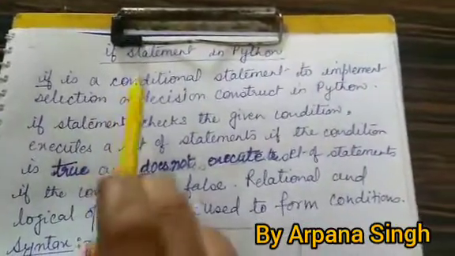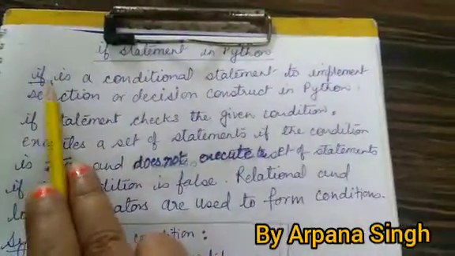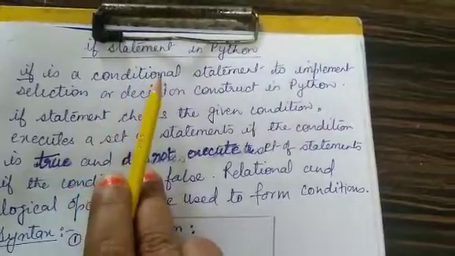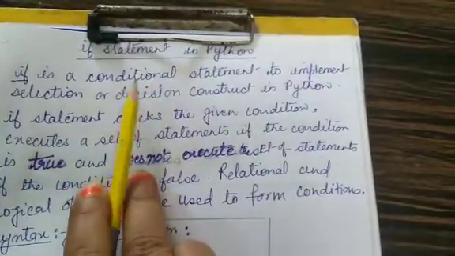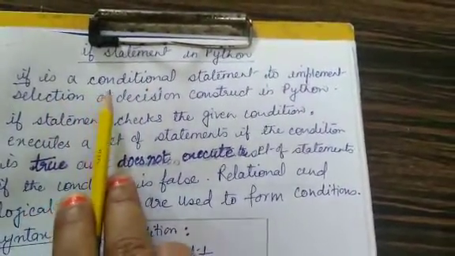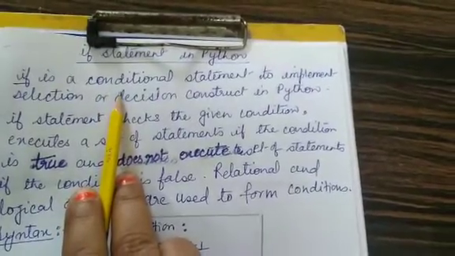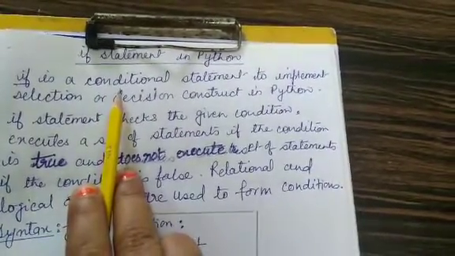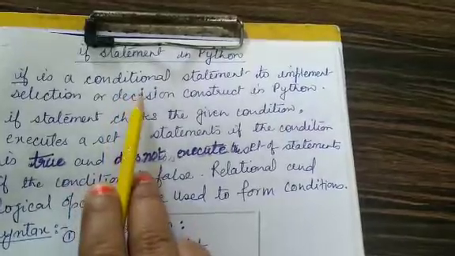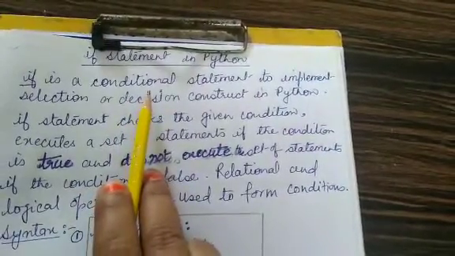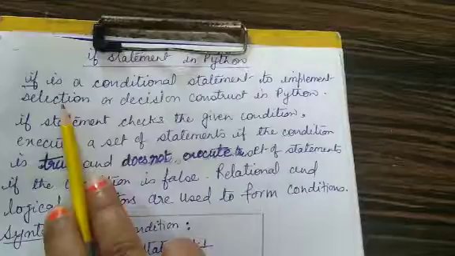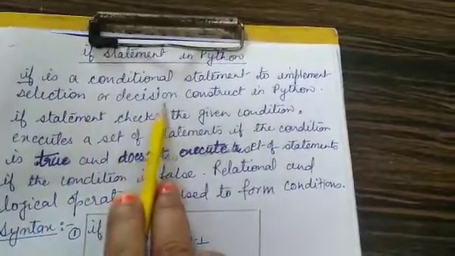Next is the if statement in Python. If is basically a conditional statement, that is, a statement used to check a given condition. A condition can be either true or false. Depending on whether it is true or false, a set of statements is executed. So it is also known as a selection or decision construct in Python.